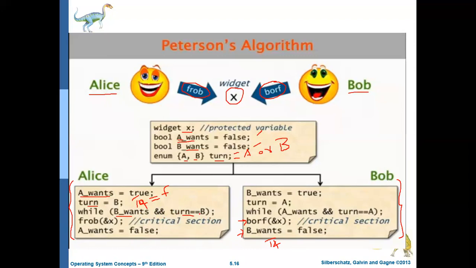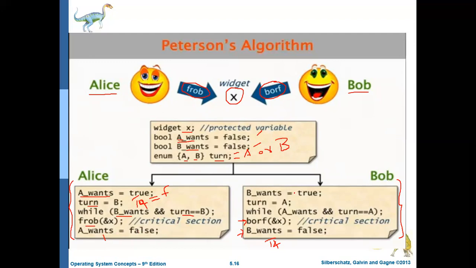So now nobody is in the critical section. Bob is not in the critical section and this while loop fails. So Alice enters the critical section and performs her operation, which is frob. Then she sets A wants as false because her critical section is over. No more wants.